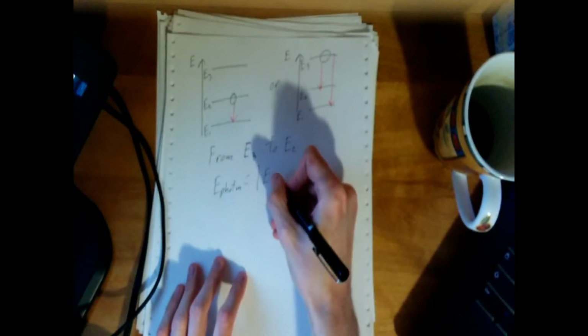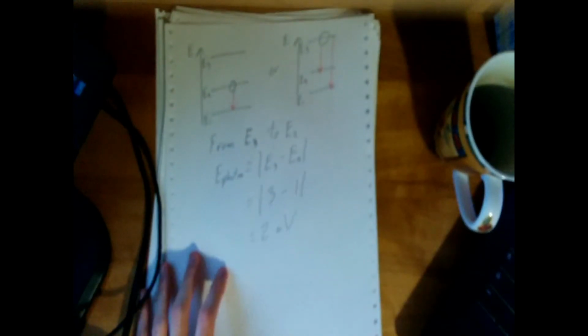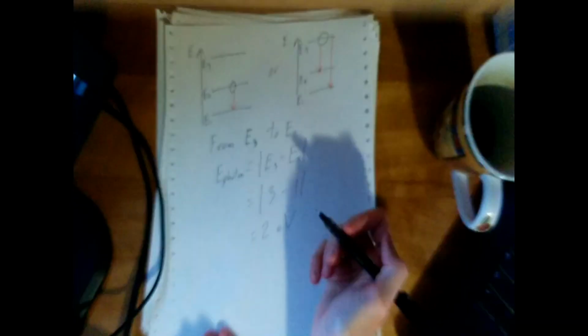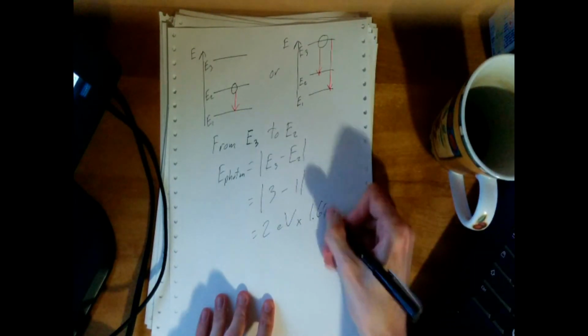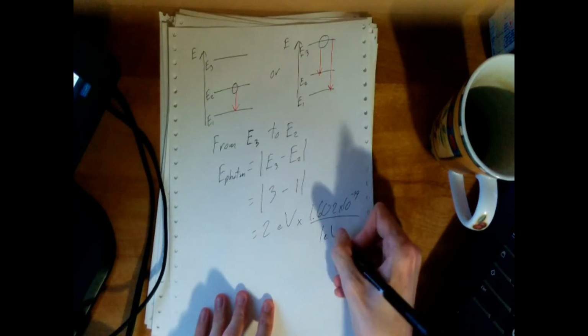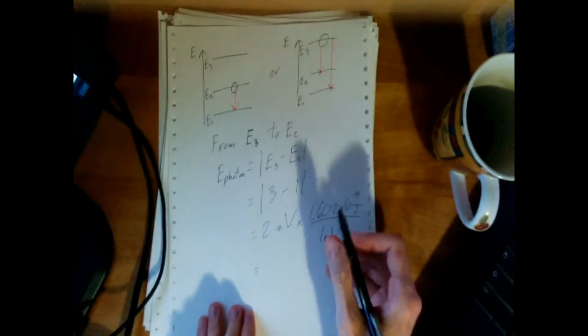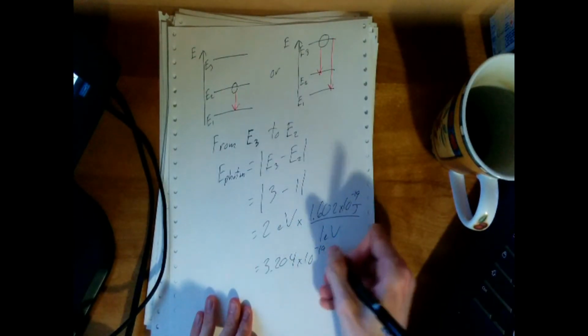All right. So we have E3 minus E2, which is 3 electron volts minus a single one. So we'd have a photon with 2 electron volts. This would mean that in joule, we'd have 2 times this, so 3.204 times 10 to the power minus 19 joule.